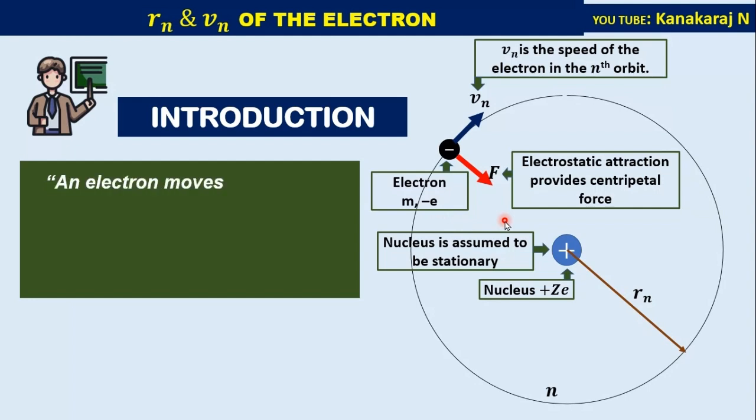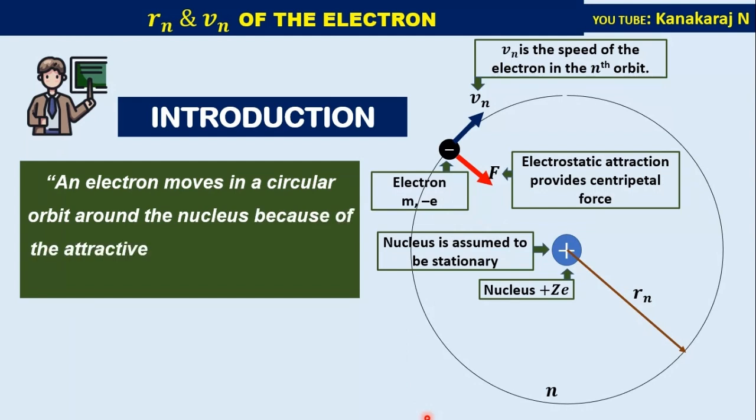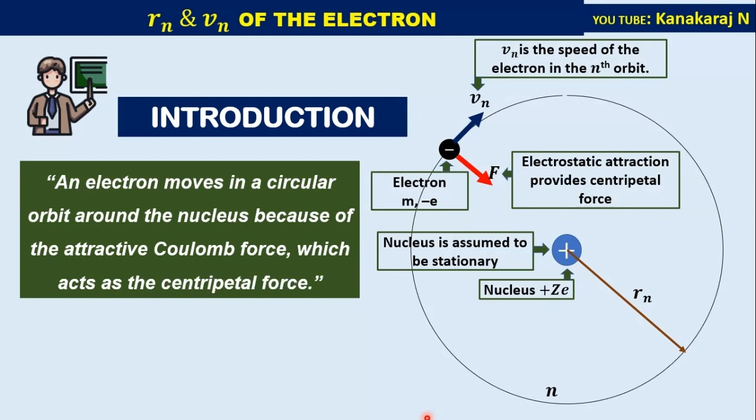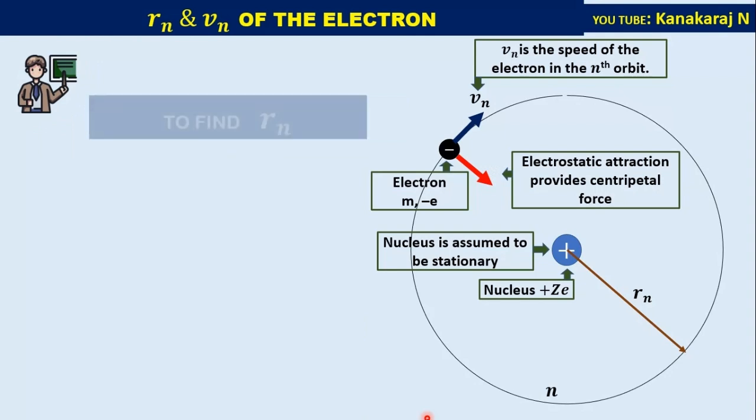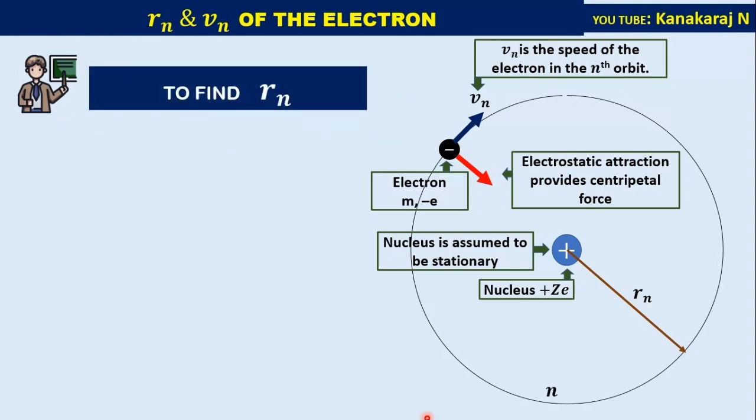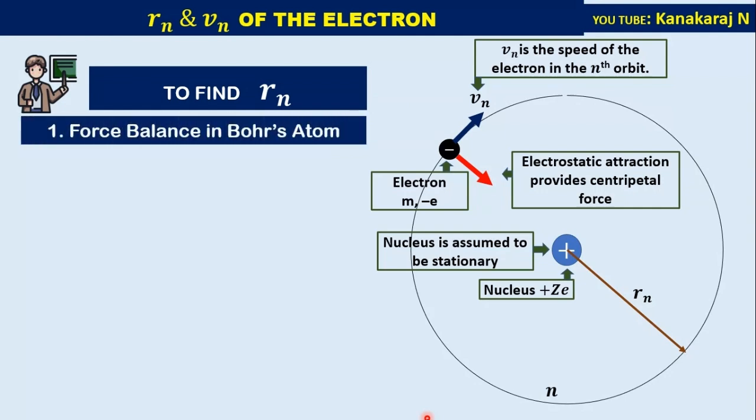An electron moves in a circular orbit around the nucleus because of the attractive Coulomb force, which acts as a centripetal force. Equating the two gives us the basic condition for electron motion, to find the radius of the nth orbit Rn. 1. Force balance in Bohr's atom model.